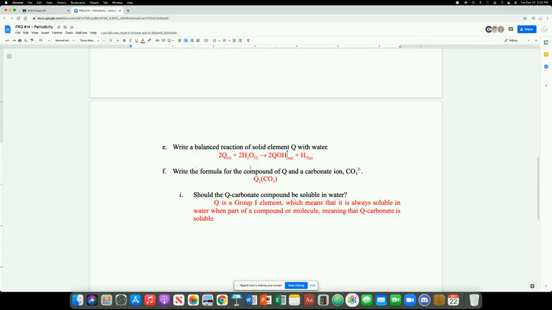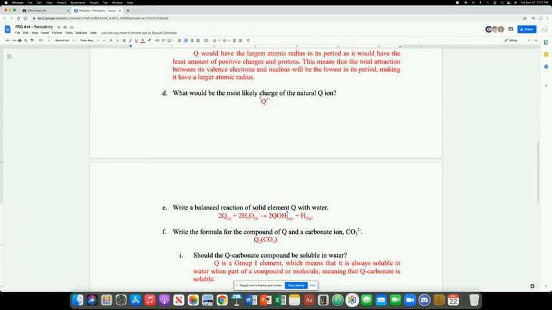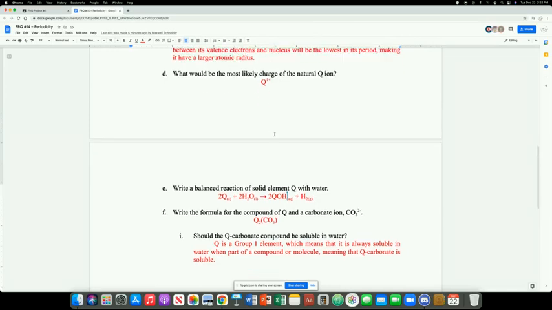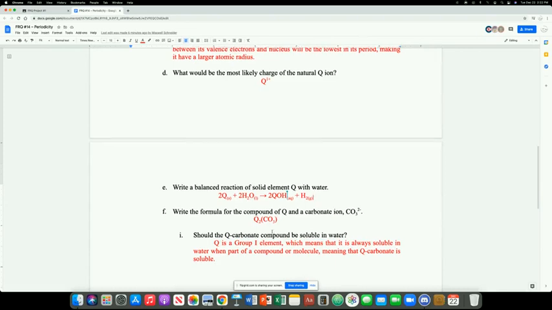Then write a formula for the compound of Q and a carbonate ion, which is CO3 2-. So up here, we said that Q is a +1 natural ion, and to get it to a 2-, we need to say that there are two Qs to cancel out this 2-.